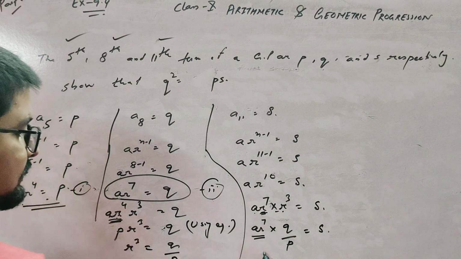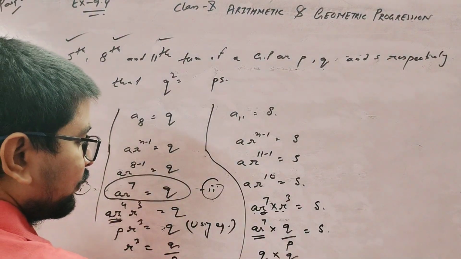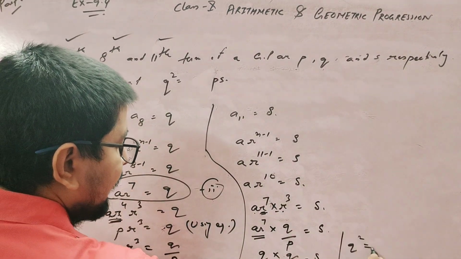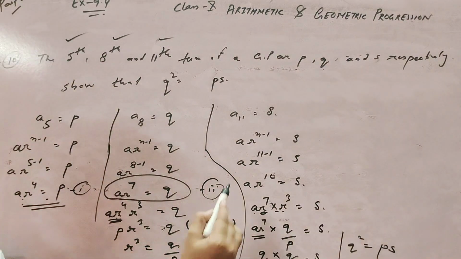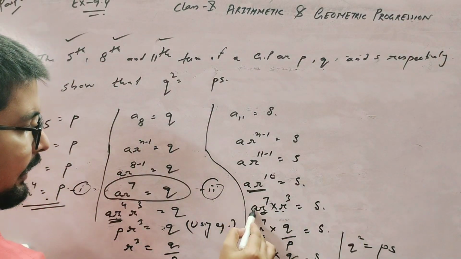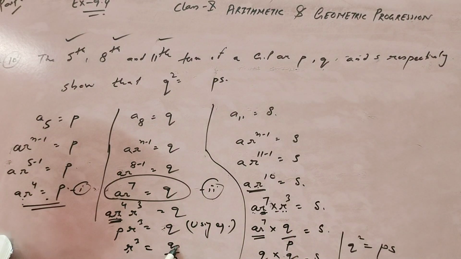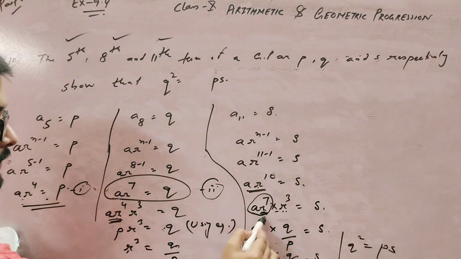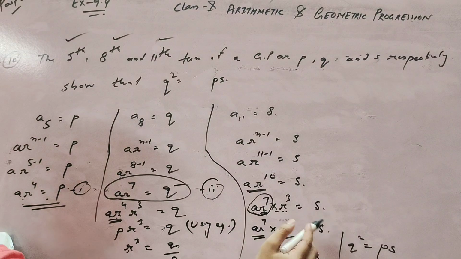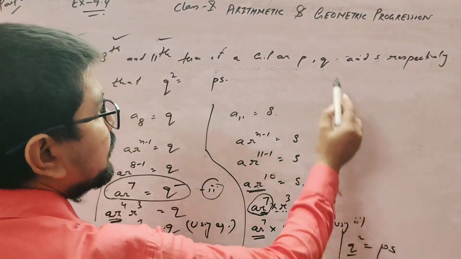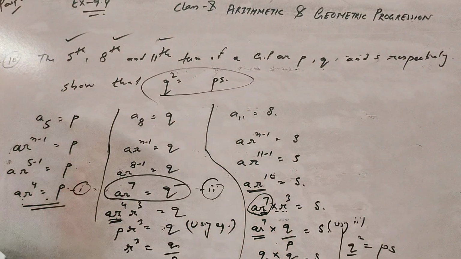So in place of ar^7 you write down Q into Q by P equals S, that is Q into Q, that is Q square, and P into S, PS. Again I repeat, in place of ar^10 we write ar divided into parts, that is r^7 and r^3. So the r^3 value we have is Q by P and the ar^7 value we have is Q from equation 2. So using equation 2 here, we prove that Q square equals PS. Okay, note.